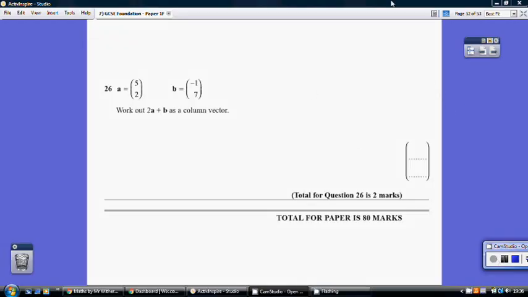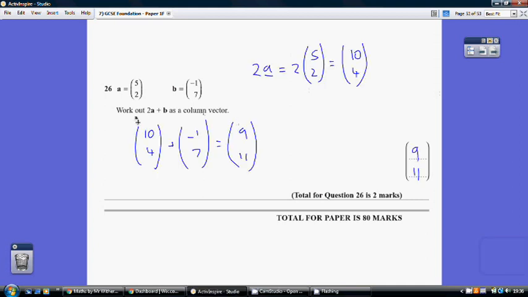Question 26, so quite an easy one to finish. So we've got to work out 2 lots of A plus B. So 2 lots of A is just 2 lots of the vector (5, 2). So double the 5, double the 2, giving us (10, 4). So we take our 2 lots of A, which is (10, 4), and then we add that on to 1 lot of B, which is (-1, 7), and we just add these 2 vectors together. So 10 take away 1 is 9, and 4 add 7 is 11. So our final answer is the vector (9, 11).